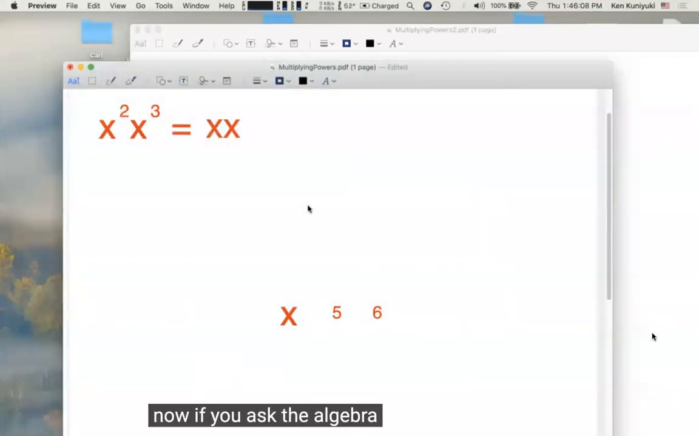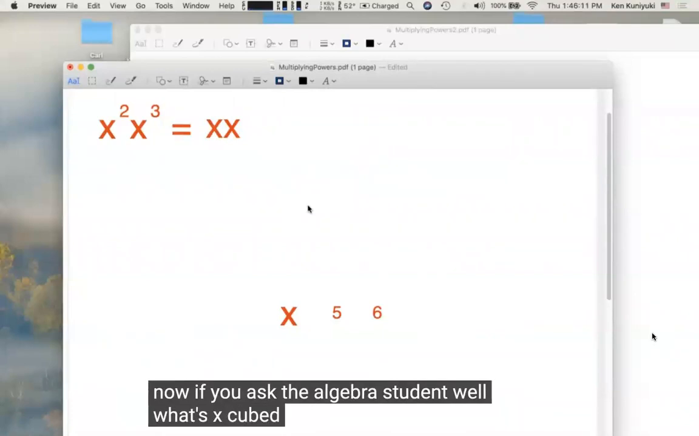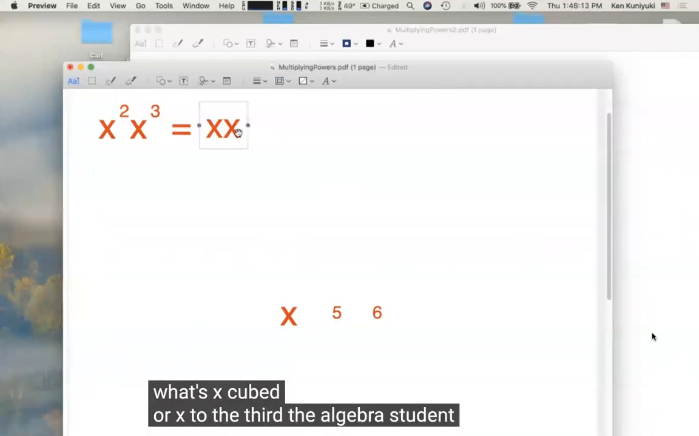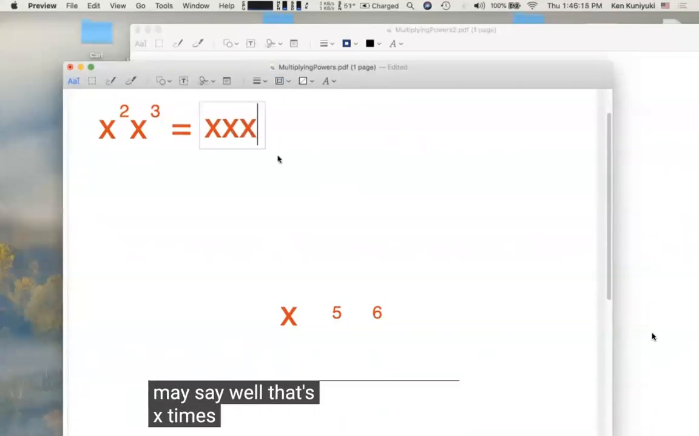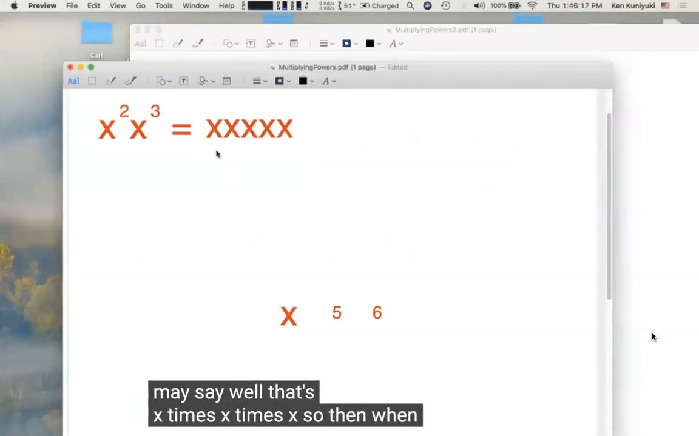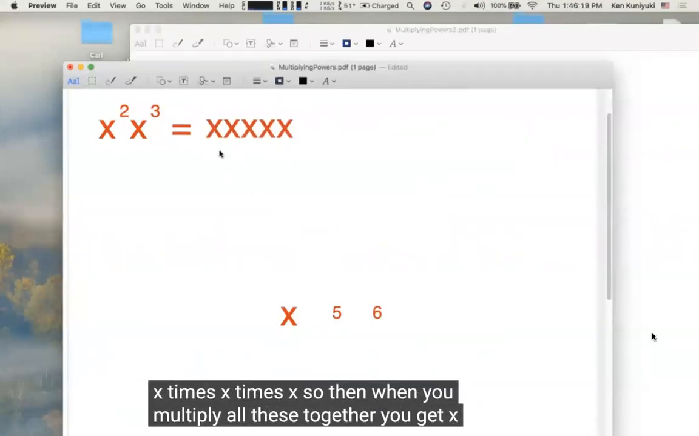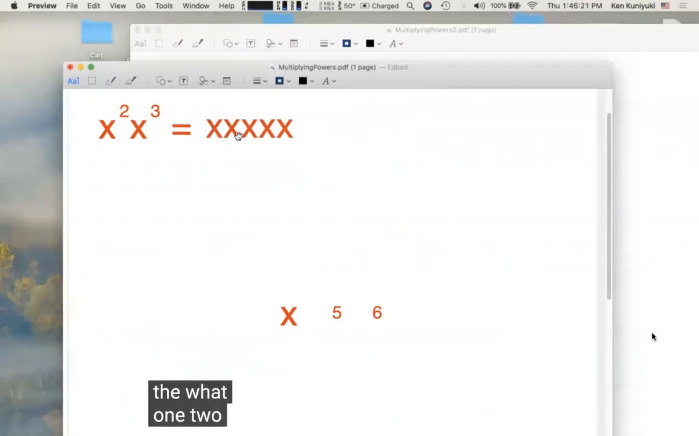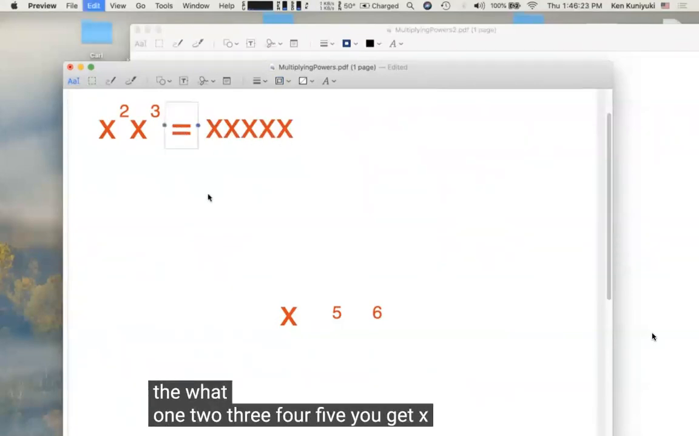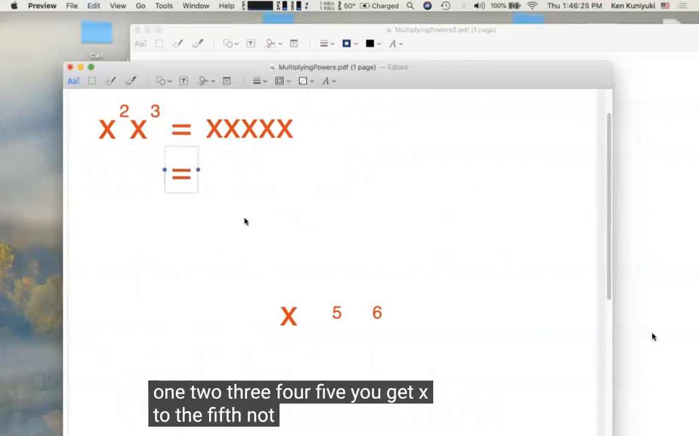Now, if you ask the algebra student, well, what's x cubed, or x to the third? The algebra student may say, well, that's x times x times x. So then when you multiply all these together, you get x to the what? 1, 2, 3, 4, 5. You get x to the fifth, not x to the sixth.